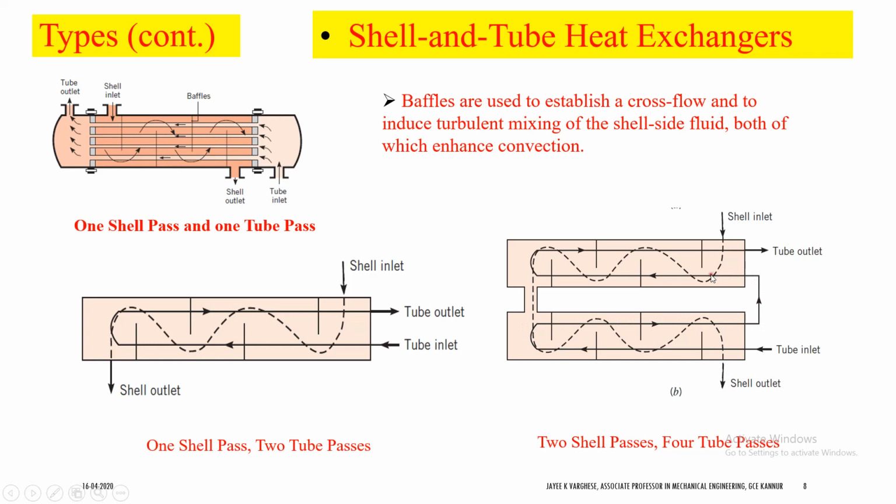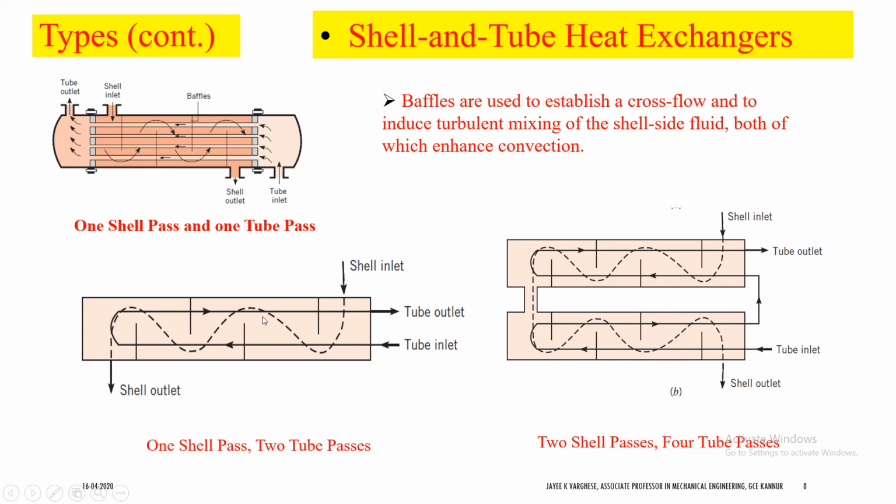Again it enters at the other one and takes a return. So in total, 1, 2, 3, 4 tube passes. So this is called two shell passes and four tube passes. We can also have two shell passes, six tube passes, or two shell passes, eight tube passes, like that.